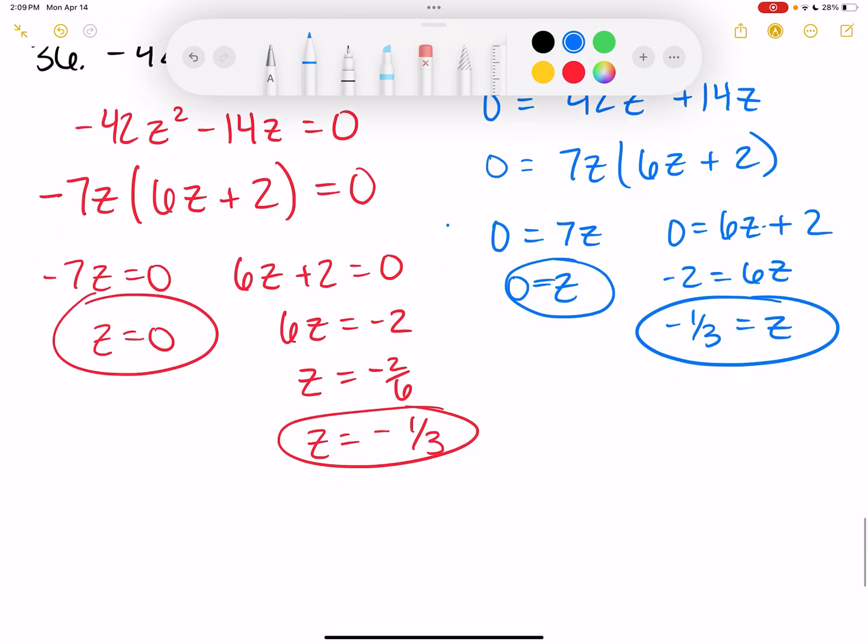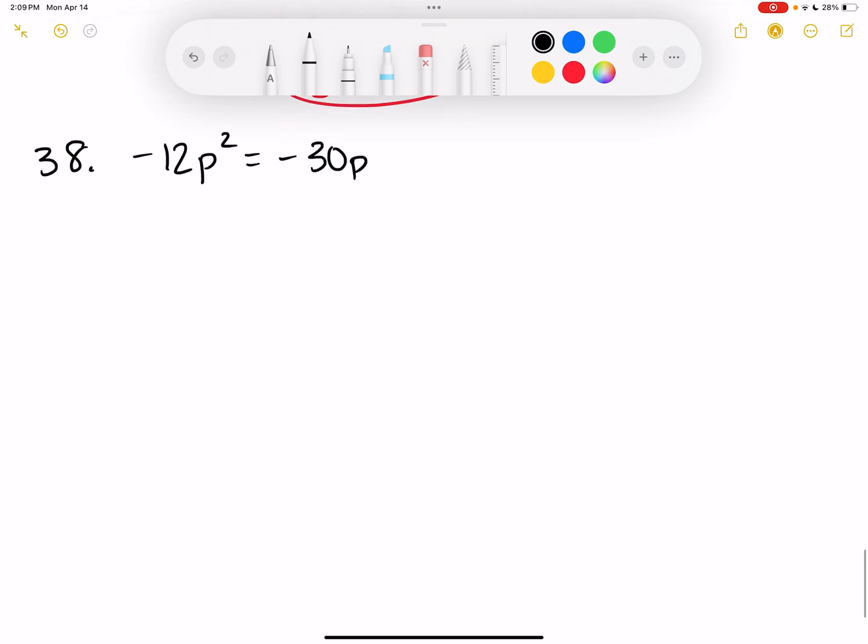Let's do one more of these. I want y'all to try it by yourself. So 38, negative 12p squared equals negative 30p. So again, it doesn't matter which way you move it, totally up to you.